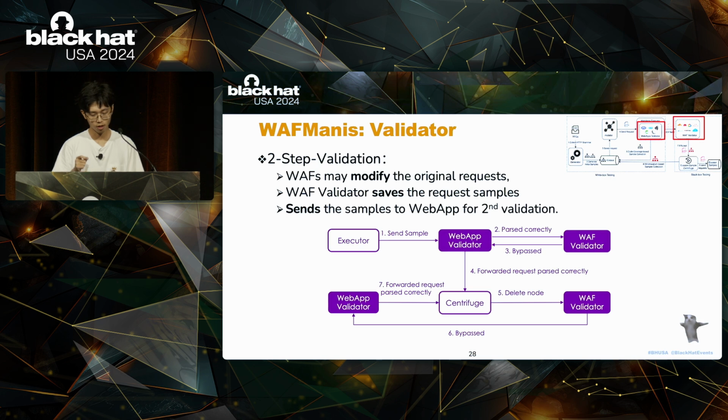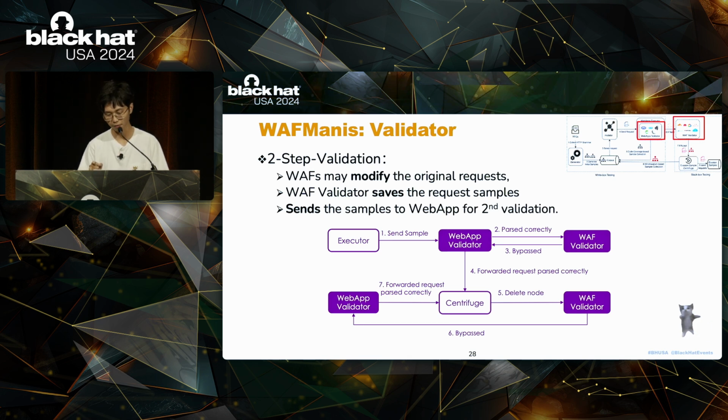To exclude false positives and false negatives, we design a two-step validation workflow. In practice, we first send the test input to the web application validators. If it can bypass the WAF, we'll collect the modified request messages from the WAF validators and resend them to the web application validators for the second validation. So there won't be false positives.